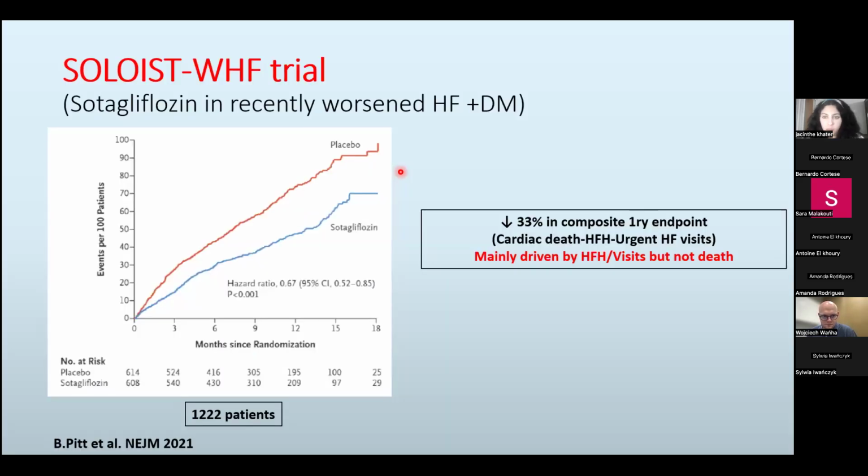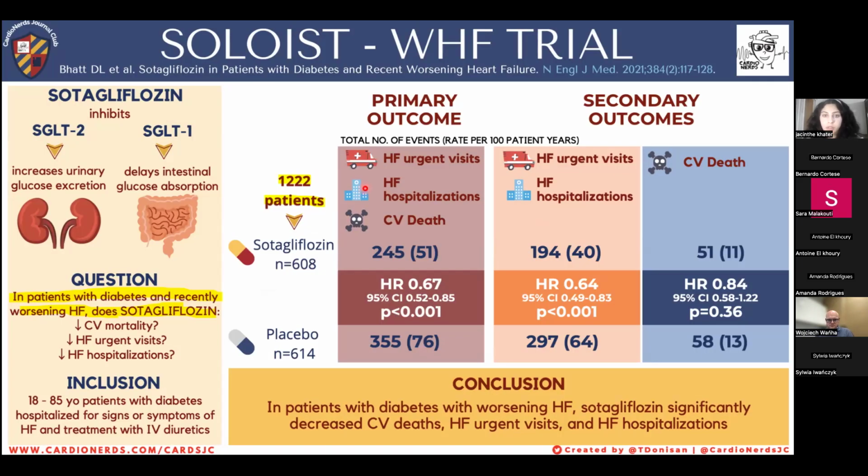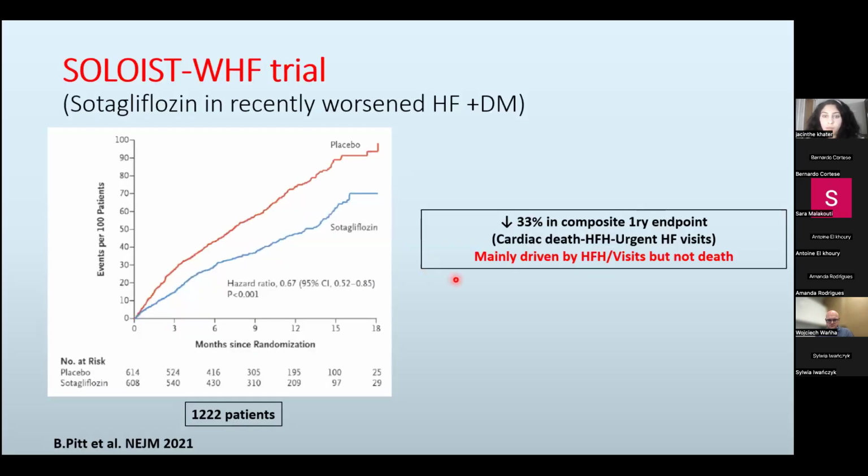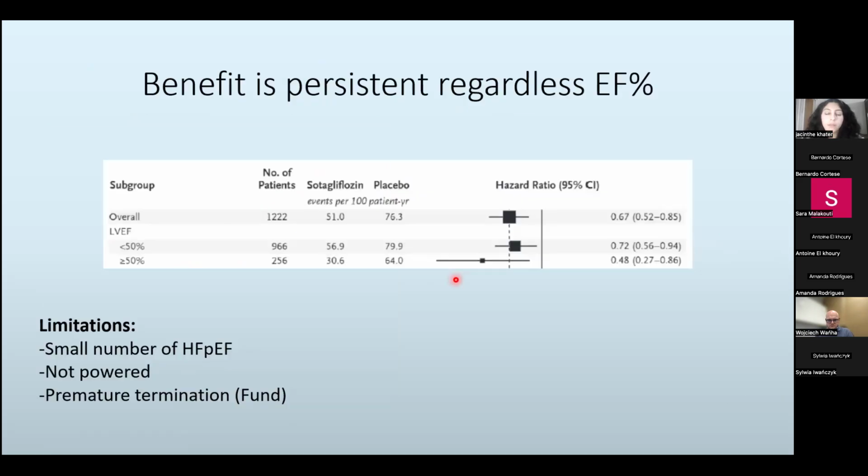Okay, so I think I already said that. Just a small point, there was a decrease by 33% in the composite primary endpoint right here. Yeah, this we have already seen. Yeah, it's the same information. Just one thing here, that the benefit was persistent regardless of the ejection fraction. However, there were small limitations to that study. For example, there was a small number of preserved ejection fraction patients, so we wouldn't be able to really assess that. And it really ended early because of funding issues.